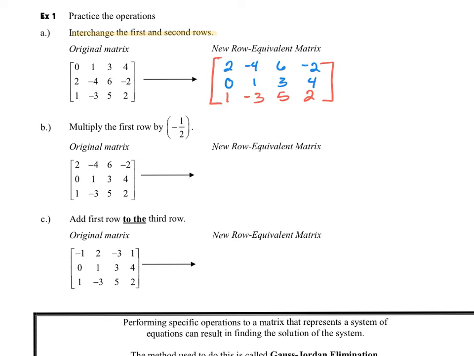The next elementary row operation that I could do is multiplying by any constant. So I'm going to multiply my first row by -1/2. This is my row that's going to change. So I'm going to rewrite the second two rows immediately, because those aren't going to change on this problem. I'm going to do 0, 1, 3, and 4 for my second row, and my 1, -3, 5, and 2. Those two are going to stay the same. And then my first row is going to get multiplied by -1/2. So it's going to become -1, +2, -3, and +1.